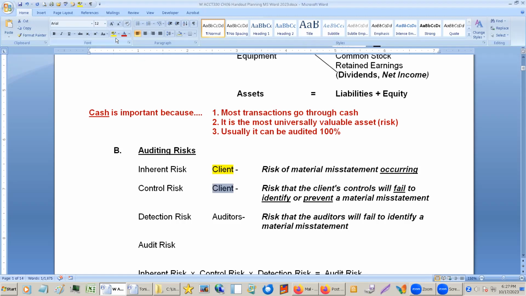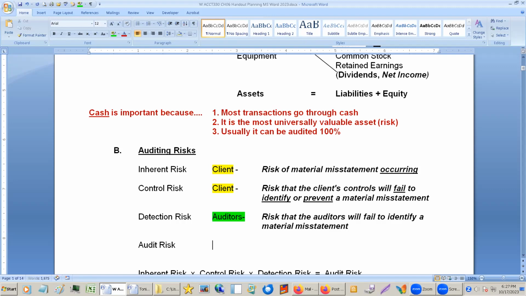All right. The client gets by the client. Then the last hope is that the auditors get it. I don't want to make the auditors a different color. Let's make the auditors green. Okay, now if the client fails and the auditor fails, that is the audit risk.